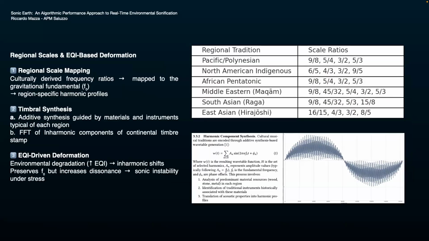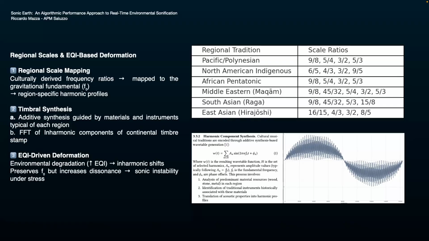The regional scale mapping is what the sound identities introduce as a perceptual human dimension. So we have regional traditions from different areas of the world, Pacific, Polynesian, and we also have a timbrical synthesis. This is one more layer. I can perform all these layers, of course, during the performance.